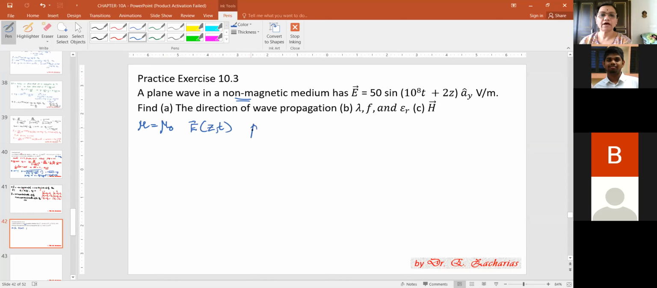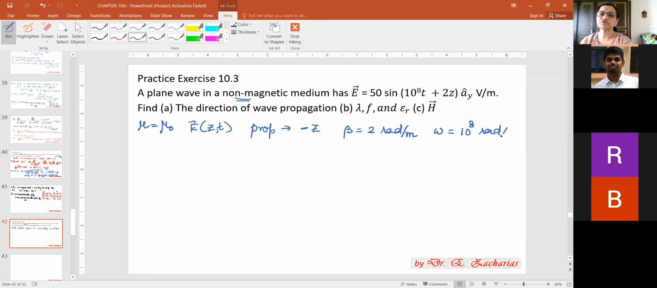And what is the propagation direction? Propagation direction is along minus z. Why minus z? Because you have a plus here in the phase. Next, beta is also there. Beta is 2 radians per meter. Then what else is there? Look at this equation. Omega is there. Omega is 10 to the power of 8 radians per second. So these are all the parameters given to you.